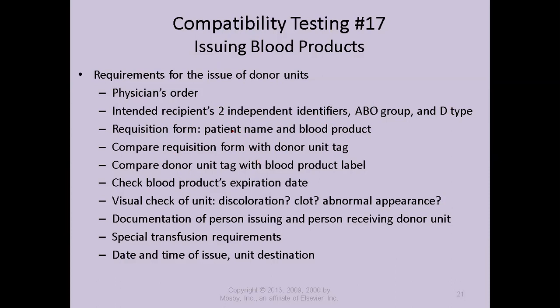If I'm releasing a unit to the emergency department, they send someone up, and the emergency department is reading the patient's name and the blood product from the bag, and I'm comparing my paperwork to make sure it agrees, okay? Comparing the donor unit tag with the product label, checking the blood product's expiration date. There's a visual check of the unit itself. Is it discolored? If it doesn't look red and it looks a little brown, those cells may be breaking down. Is there a clot? Any kind of abnormal appearance, we would not want to release it then.